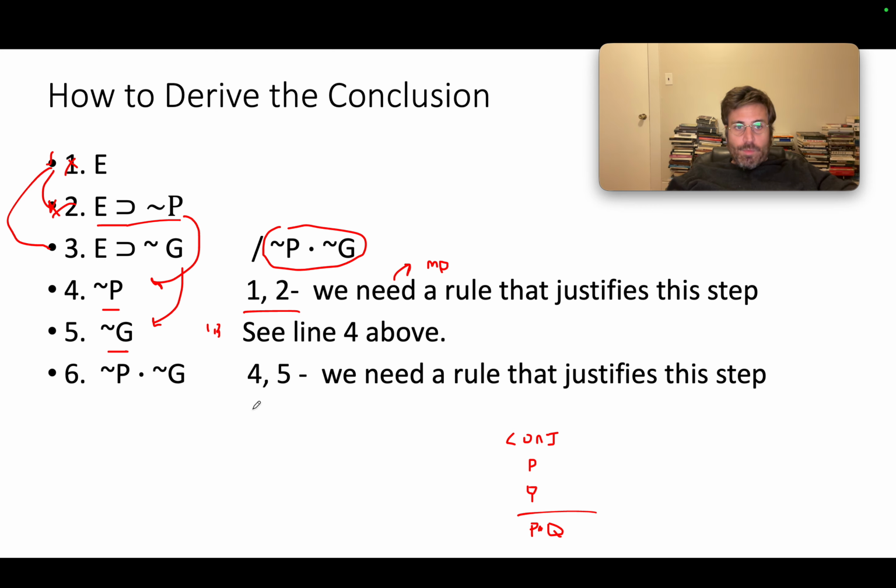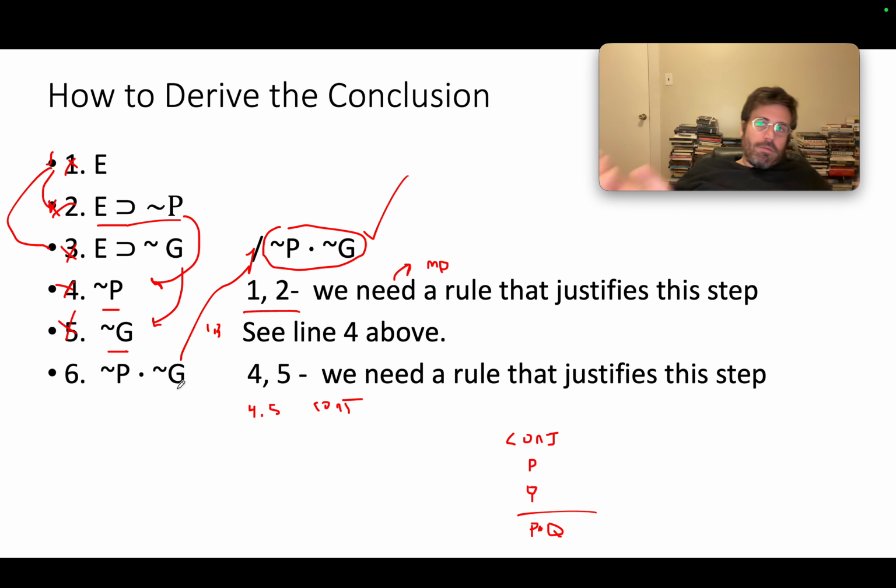So for line 6, we would cite lines 4 and 5, and we would cite the rule conj as justification for the step. Okay, so we cross off line 4, line 5, and we've used line 3. And we see that both not P and not G is our conclusion. So we have concluded the argument. We have derived the conclusion from the premises. We needed 1, 2, 3 more lines to get there. And we needed 2 usages of modus ponens and 1 usage of conjunction to generate the conclusion.